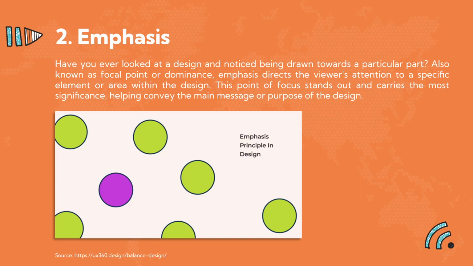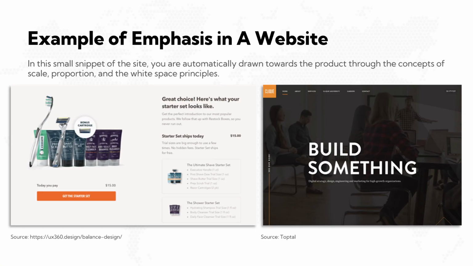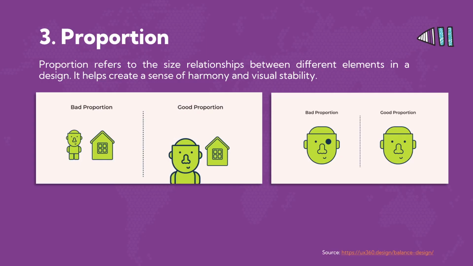So we go to emphasis. You've looked at a design and you realize you're being drawn towards a particular part known as a focal point or dominance. So as you can see, we have green circles and we have that purple circle which is conspicuous. An example is this. On the left, we're being drawn towards the image. On the right one, we're being drawn towards the text.